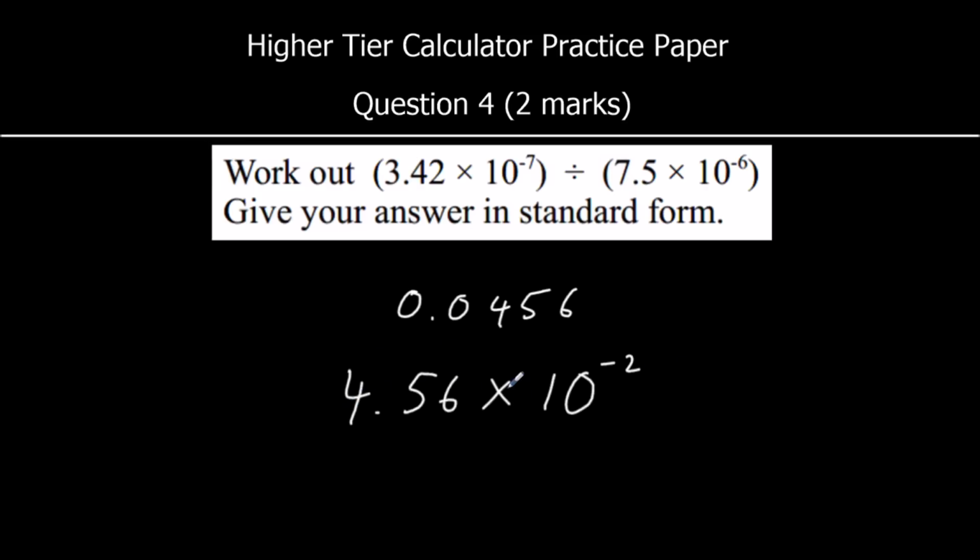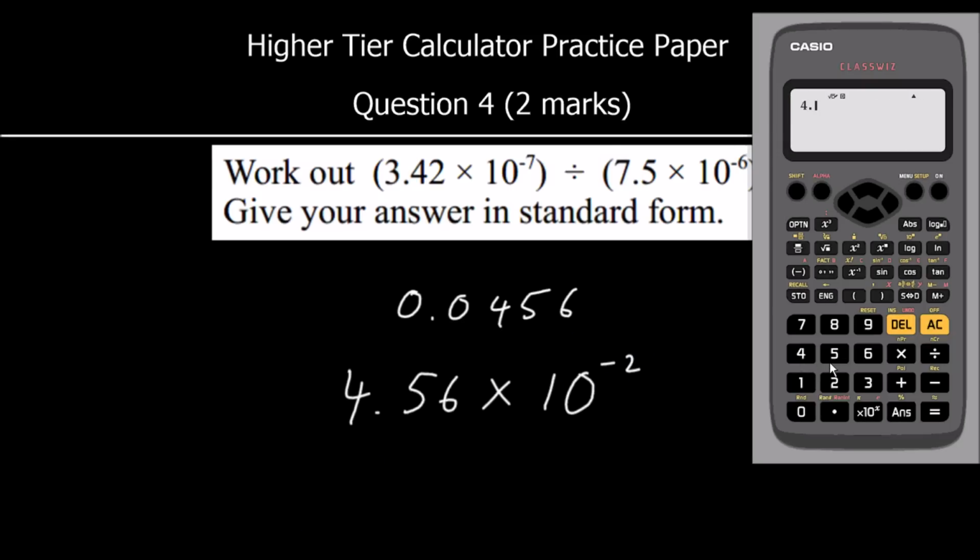It's always times 10 to a power. Then if you want to divide, the power is negative. And we can check the answer on the calculator. 4.56 times 10 to the power of negative 2. Press equals, and it will go back to our decimal form.